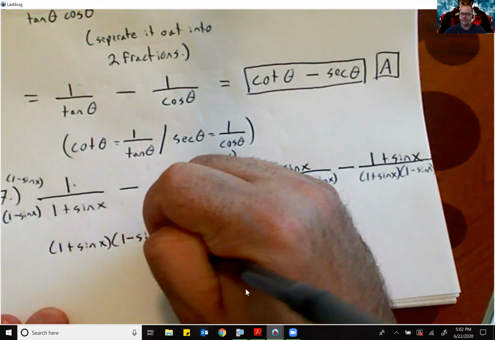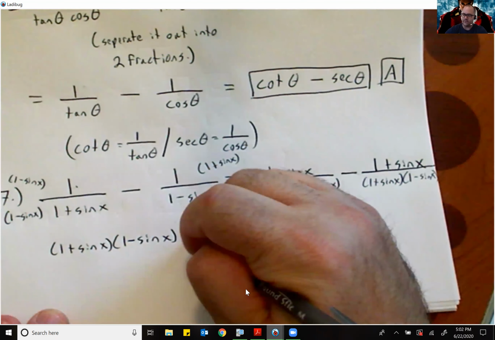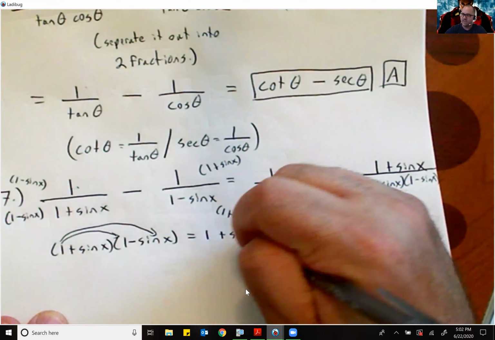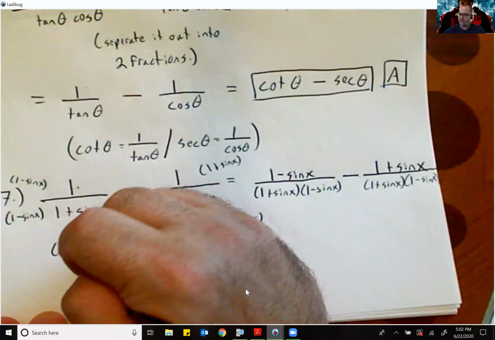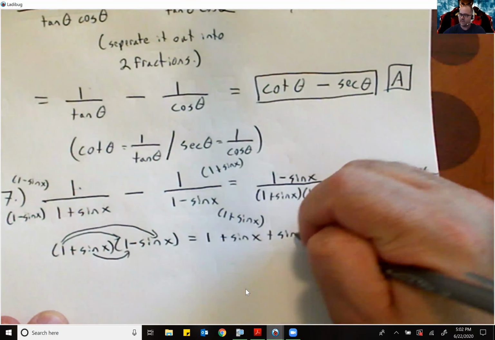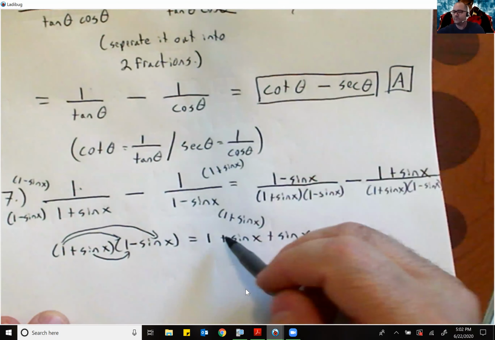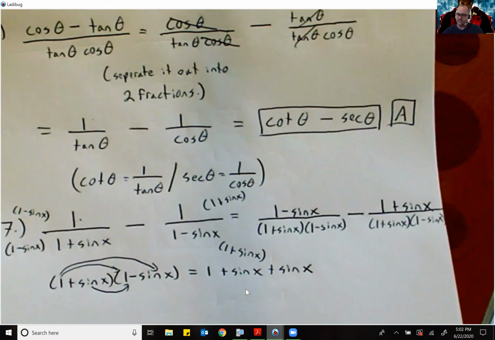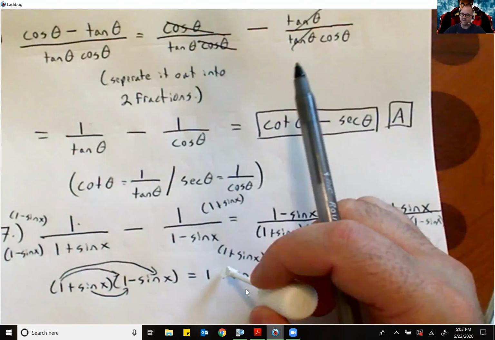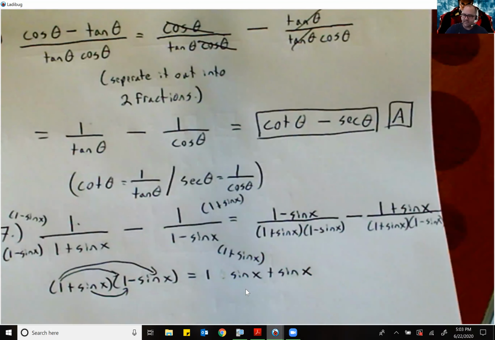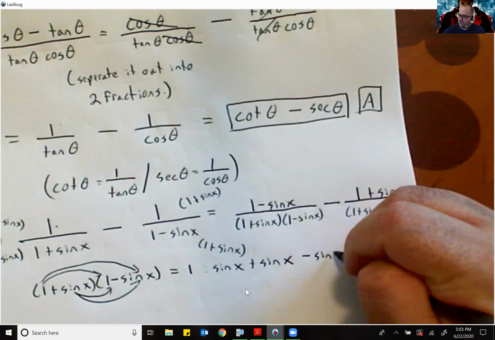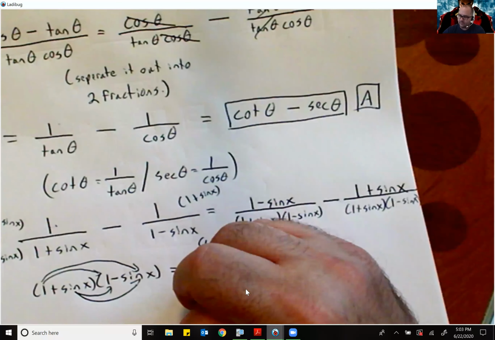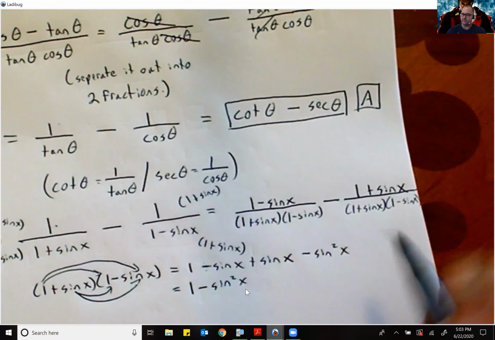So let me show you FOILing out the denominator real quick. If I take 1 times 1, that's 1. If I take 1 times sine x, that's a positive sine x. If I take sine x times 1, that is a positive sine x. Sorry, this should be a negative right there because that's 1 times a negative sine x. My fault, but that's important that we caught that there. So that should be a minus sine x right there. And then if I take sine x times a negative sine x, I get a negative sine squared x. So what happens right here? These guys cancel out, leaving us with 1 minus sine squared x. That's what the denominator is going to be.